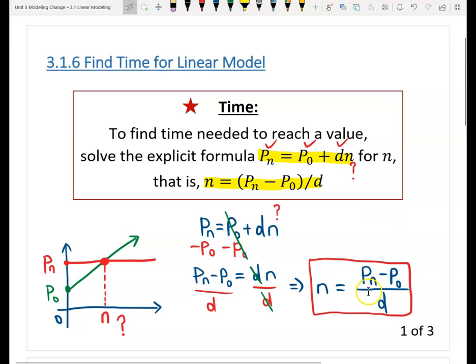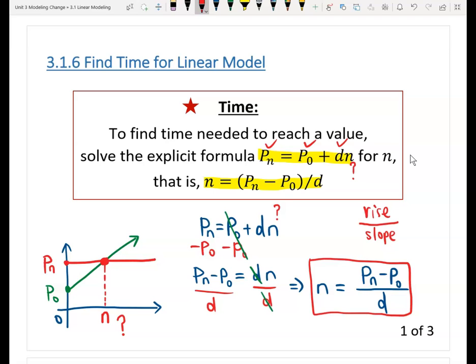And one more understanding of this formula. Let me show you. If I write it in this way, do you think it's the same? What is the right fraction? If I write it in this way, what is the denominator d? D is just the slope, right? What is the numerator? The numerator is the difference from P0 to Pn, which is the rise. Do you remember that? It is the rise, definitely.